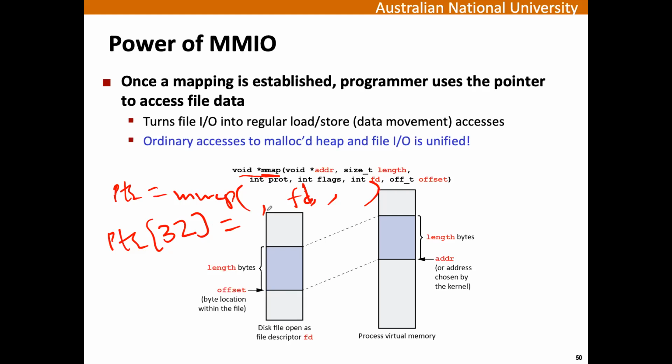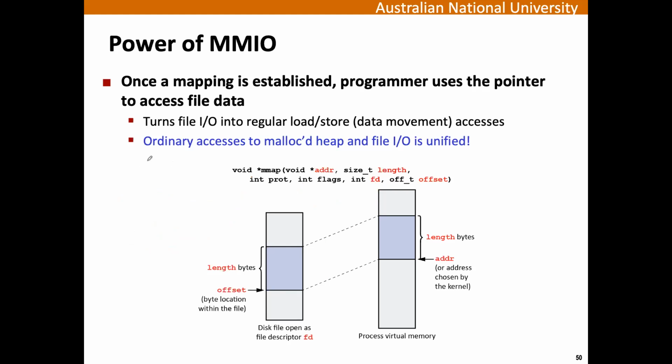You are no longer making explicit read and write system calls. Once you do the memory mapping using mmap, at this point, you are using the pointer to go to different portions, to access different portions of the file. And behind the scenes, the kernel will do the disk transfer for you automatically.